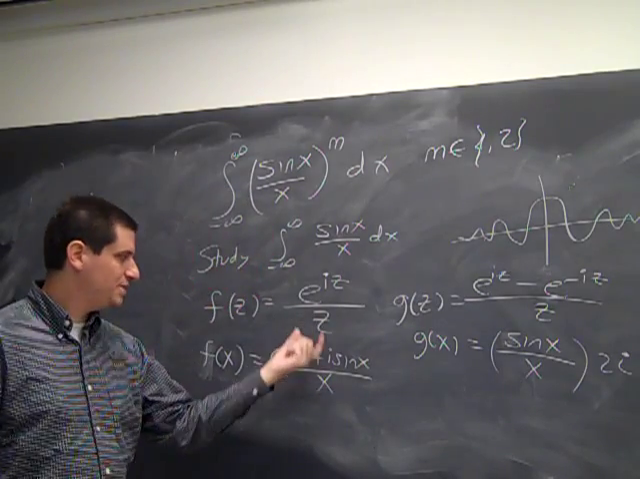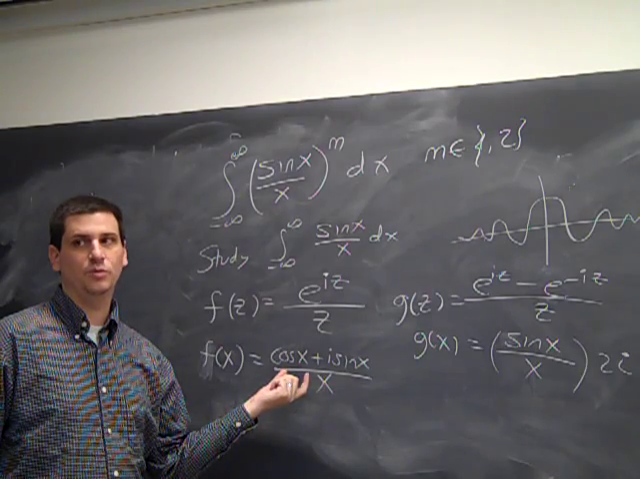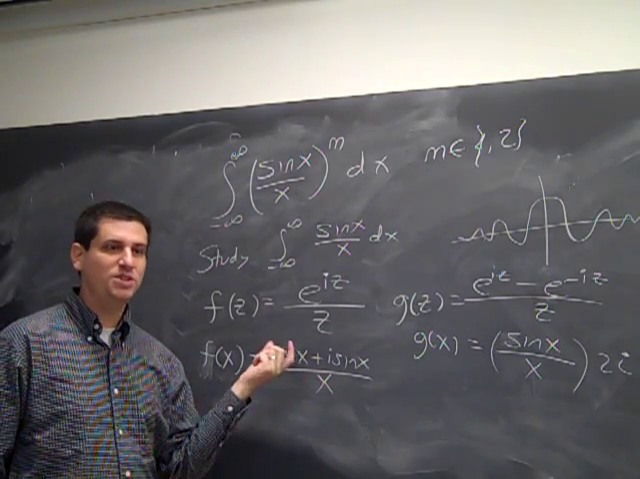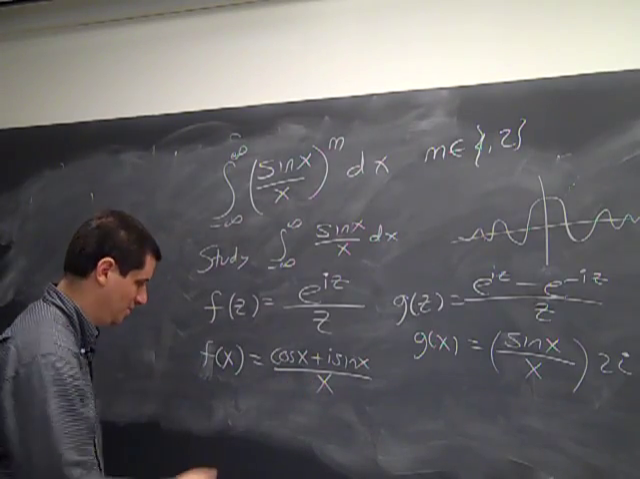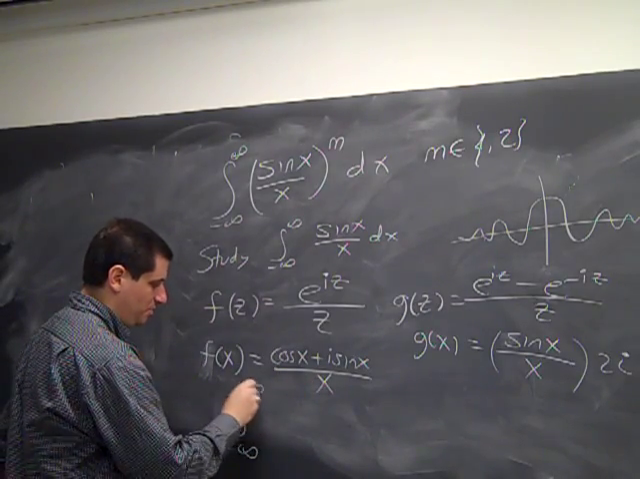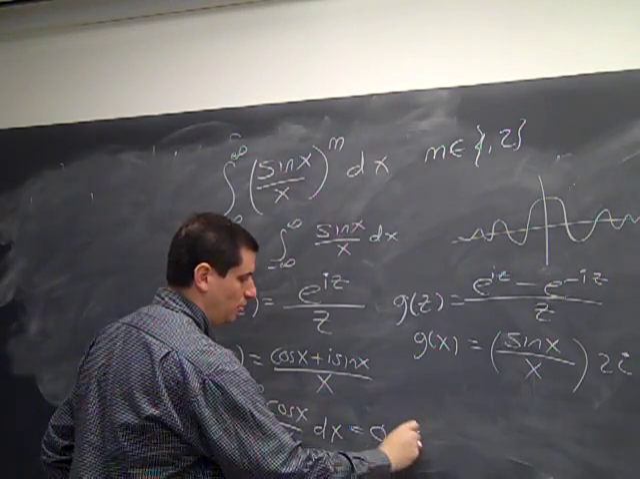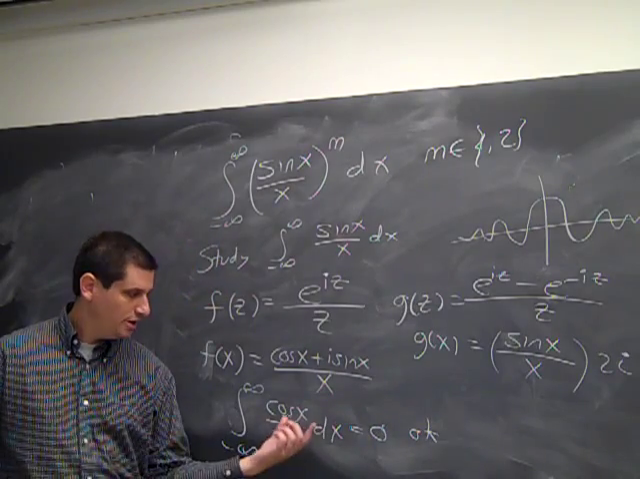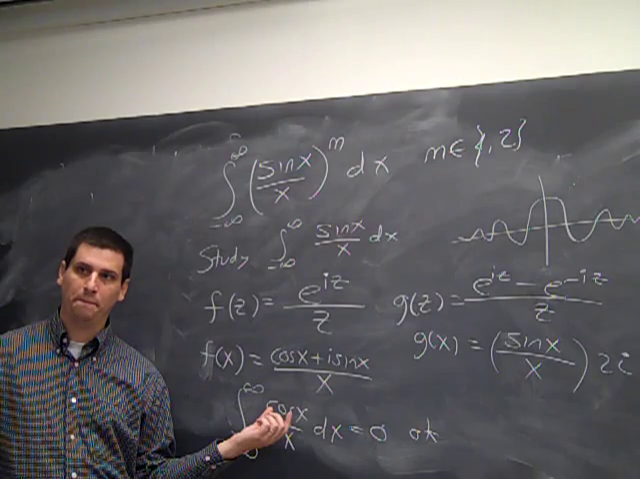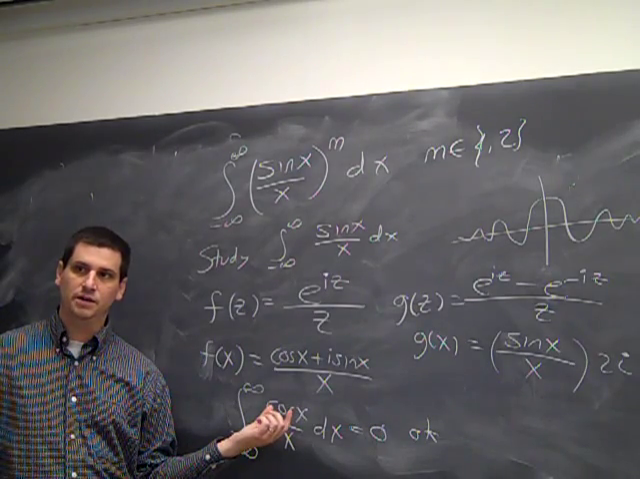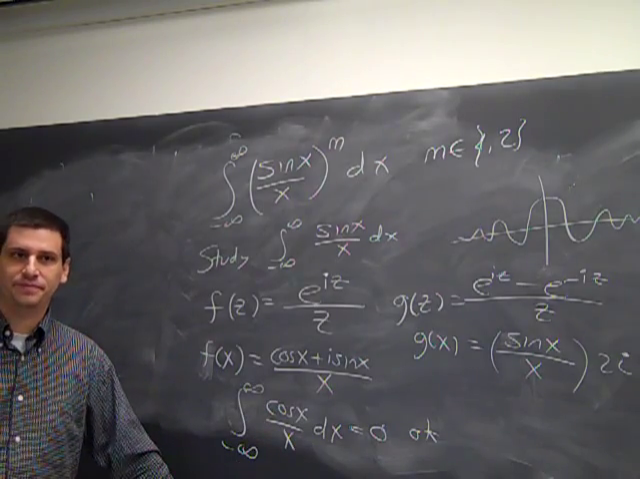Now, the flip side is, unfortunately, this gives me a cosine of x over x, which I don't really want. But what's the integral of cosine of x over x from minus infinity to infinity? 0. Because the integral of cosine of x over x is 0, we're okay. Cosine is an even function. Cosine of x over x is an odd function.